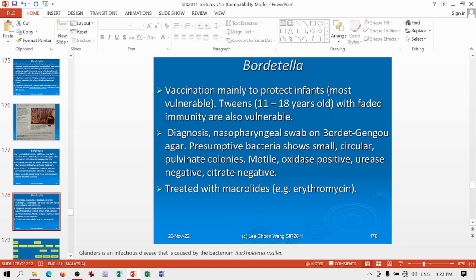For diagnosis, a nasopharyngeal swab on Bordet-Gengou agar will show small circular pearly colonies, motile, oxidase positive, urease negative, and citrate negative. Treatment can be with macrolides, for example erythromycin.